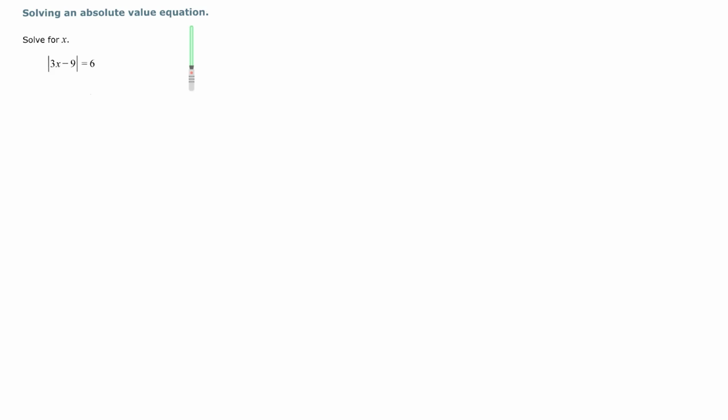Solving an absolute value equation. Solve for x. The absolute value of 3x minus 9 is equal to 6. Let's recall the shortcut. If you have this type of absolute value equation, absolute value of capital X is equal to some constant b, the next line you would write is the absolute value of X is equal to b, or the absolute value of capital X is equal to the opposite of b. That's what we're going to apply here. And then I'll show you an alternative solution as well.